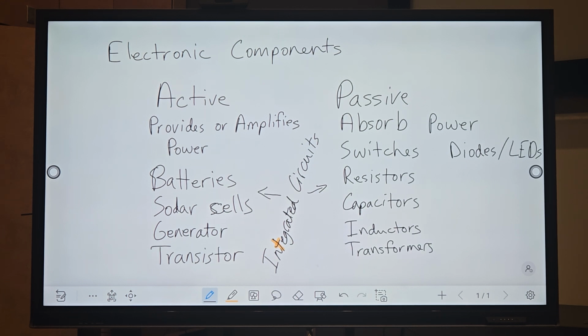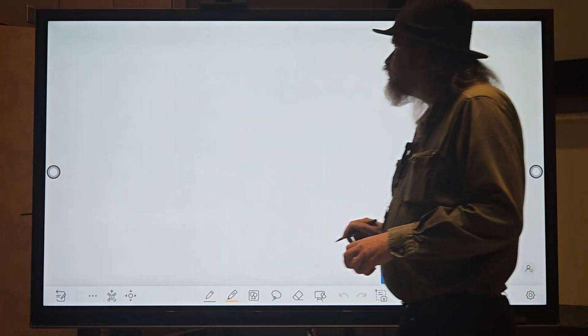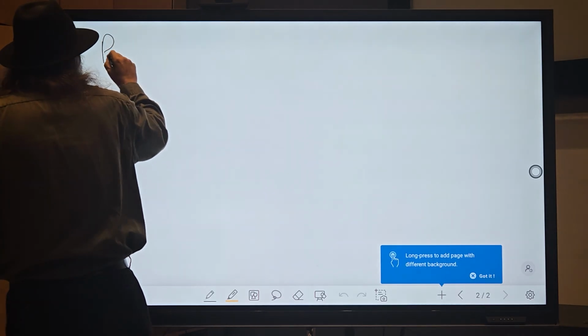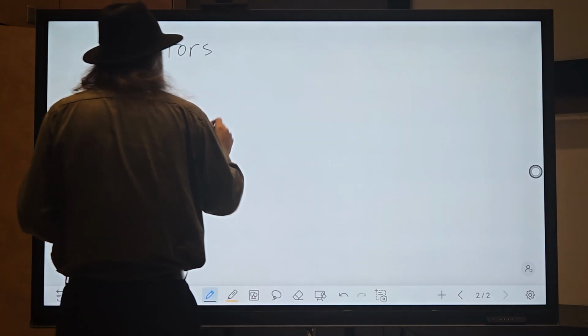Think of active as activating the circuit, like a battery or a solar cell or a generator. Transistors can be used in amplifying signals, so they are an active component as well. Now, the first component that we're going to cover is resistors. And that's a passive.